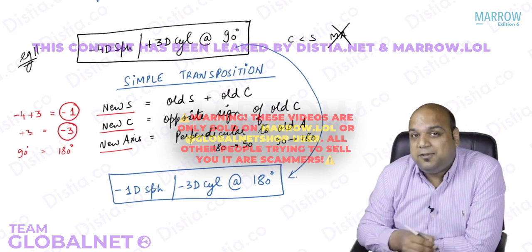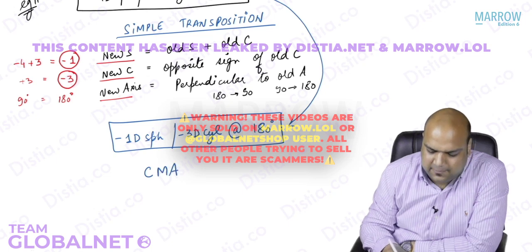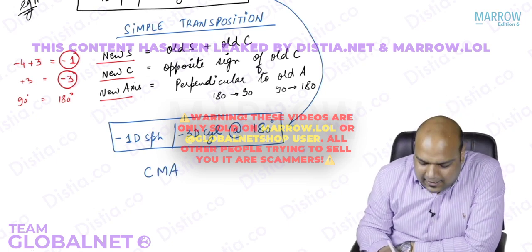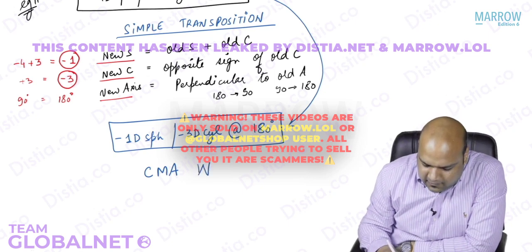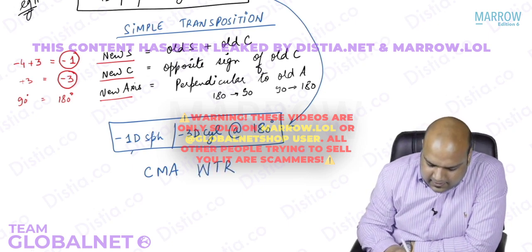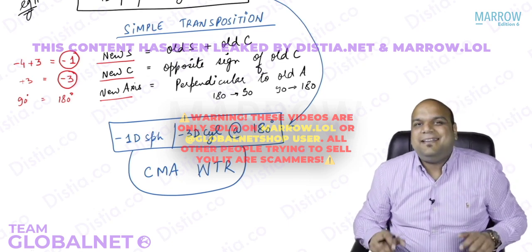Now can you answer which refractory error is this? Yes, now I know it is very simple. This is compound myopic astigmatism. Both are myopic and it is concave, minus at 180 degree. Minus at 180 degree is with the rule. And that becomes my answer. Am I making myself very clear here, everybody?